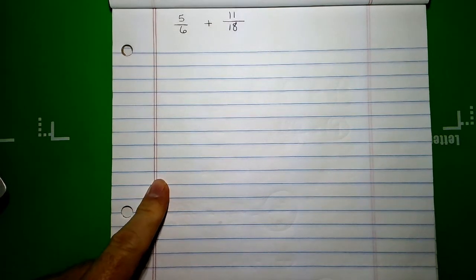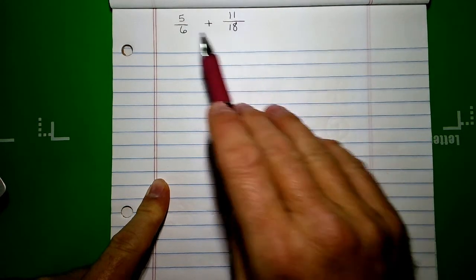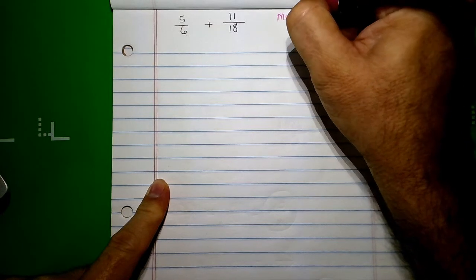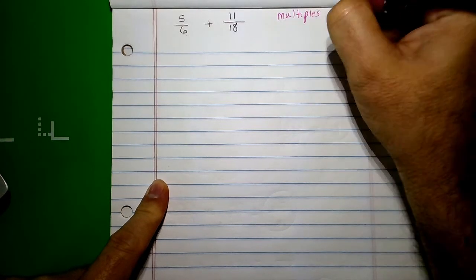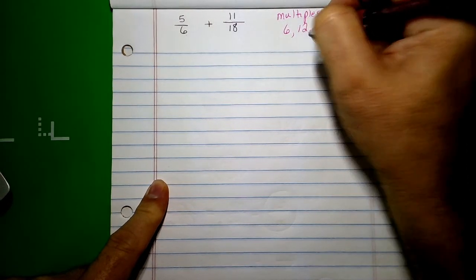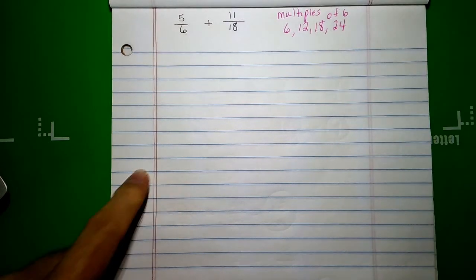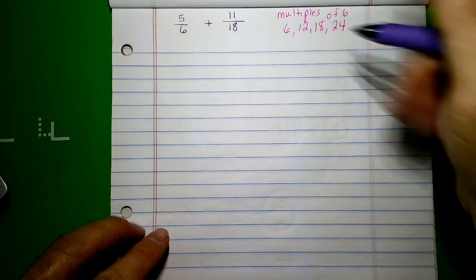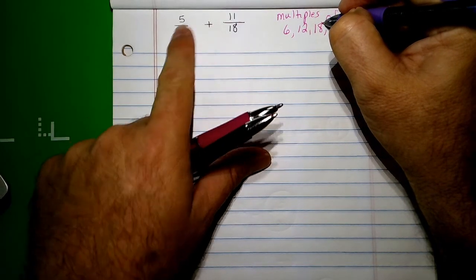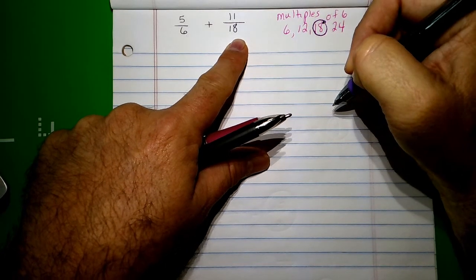In order to do that, you have to find the smallest common multiple. Like if we think of the multiples of 6, what are the multiples of 6? 6 times 1, 6 times 2, 6 times 3, 6 times 4. I think we can stop as soon as we see 18. We can rewrite both of these fractions with an 18 as the denominator.